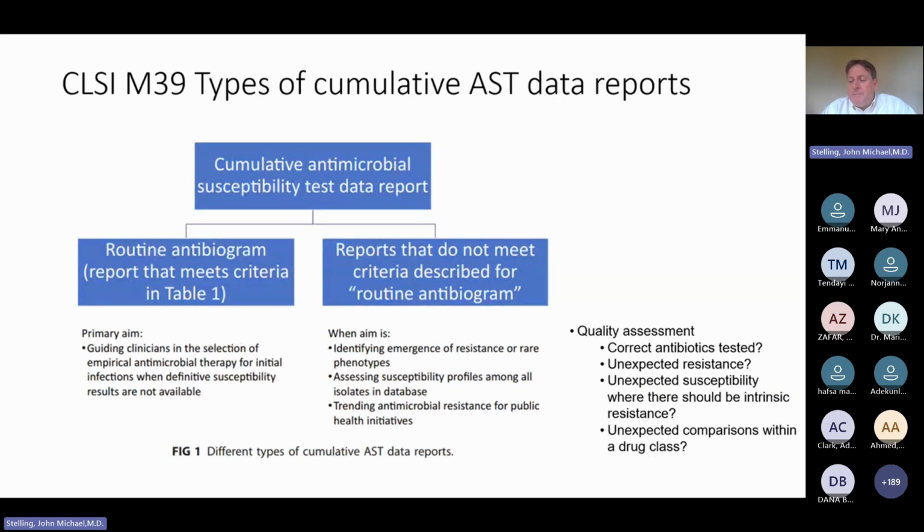You also might see unexpected susceptibility where there should be intrinsic resistance. If I see Klebsiella pneumoniae 95% ampicillin resistant, that's okay. Not every Klebsiella pneumoniae has the resistance gene. So you will often see Klebsiella pneumoniae not 100% resistant by zone diameter interpretation, but it's usually over 95% resistant.